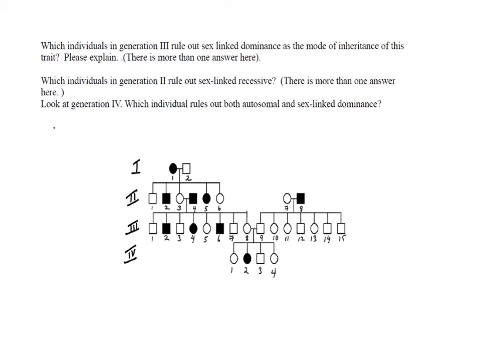Okay, so here's the one we did last time, which does also turn out to be autosomal recessive. And this is on your worksheet, and I think by now you can probably do this. Last time I did generation 4, which individual rules out both autosomal and sex-linked dominance. Well, again, anybody that gets it that has unaffected parents would rule that out. So in generation 4, you've got one affected daughter and unaffected parents. So we know that that's not dominant, either sex-linked or autosomal.